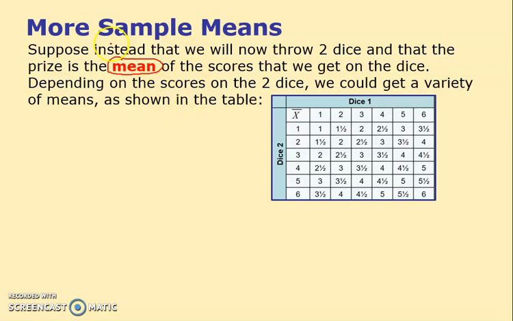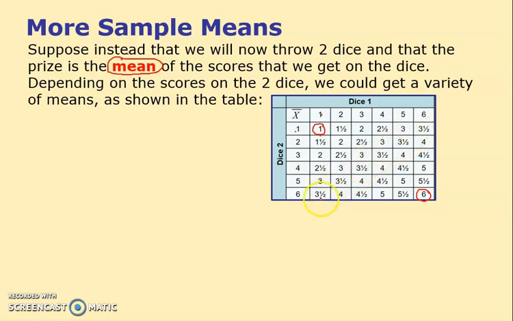You quickly realise that the lowest mean you can get is 1, because you get a 1 and a 1. Added together gives you 2, divided by 2 is 1. The highest you can get is 6, because you get a 6 and a 6, divided by 2, you get 6. But you get all these different possibilities in between. And this is like the line of 7s you get when you add the numbers together. That's really all that is.